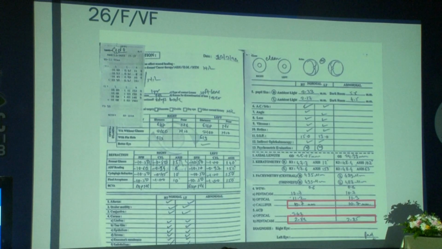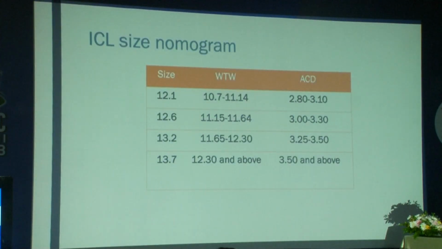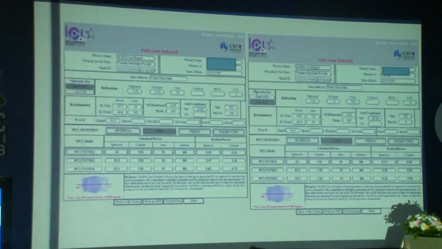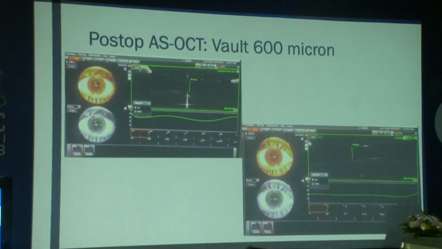Worst, like the borderline reading would be about 2.8 millimeters. So it's a small ACD, small white to white. So it's a small anterior chamber. And I did not want to go ahead with a 12.1 size. The ICL is available in these 4 sizes. A 12.1 millimeter ICL I thought would be quite big. So the IPCL gave me the option of an 11.5 or an 11.7 millimeter lens. And still the post-op vault is about 600 micron.